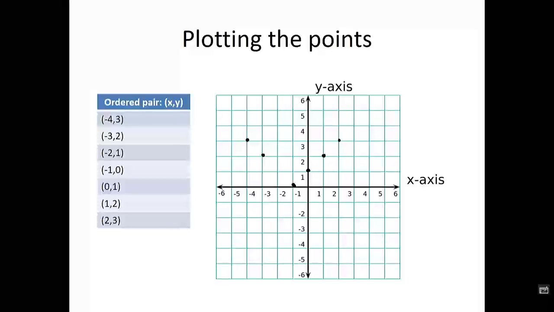All right, now that we've plotted the points to obtain the graph, we connect the points. So if we connect the points, all right, so this is the graph of the equation y is equal to the absolute value of x plus 1.